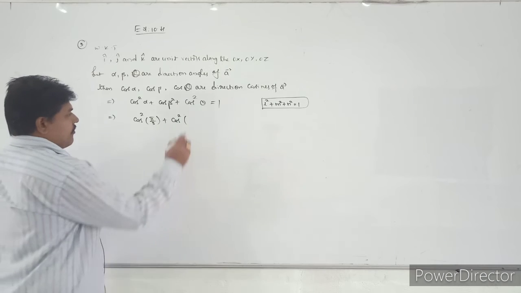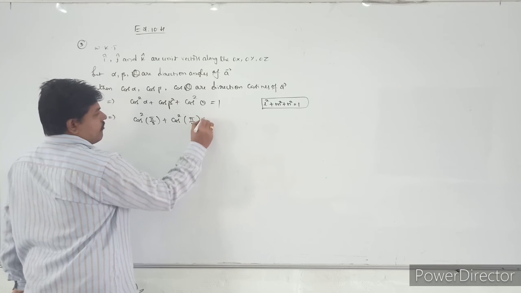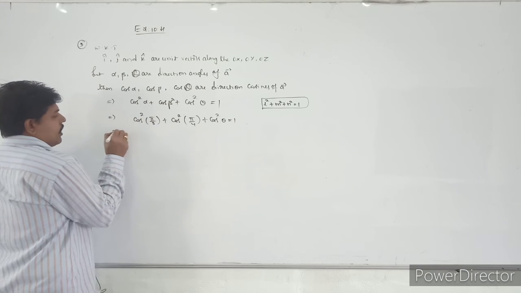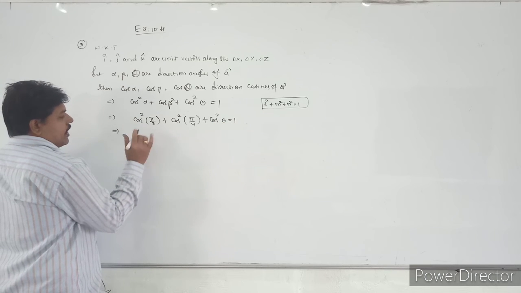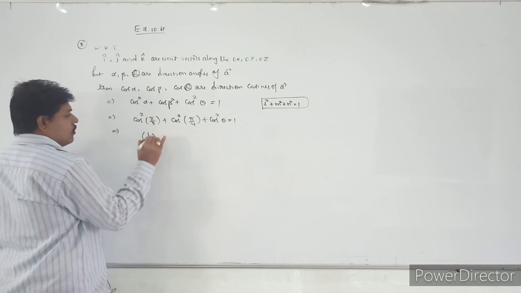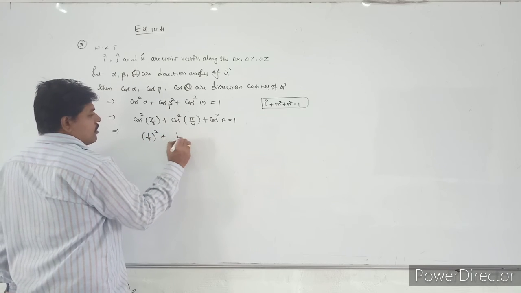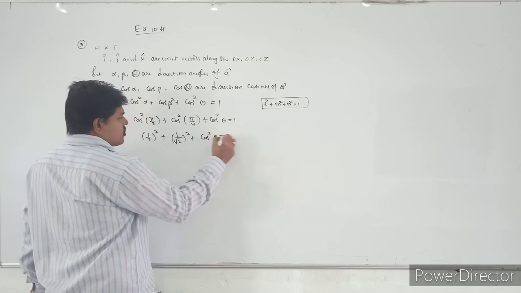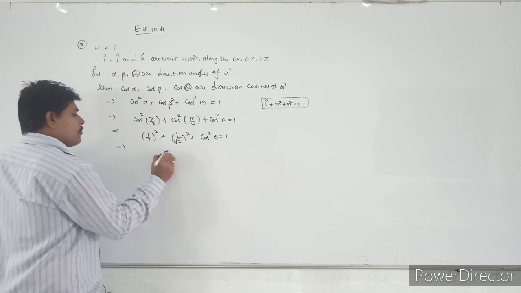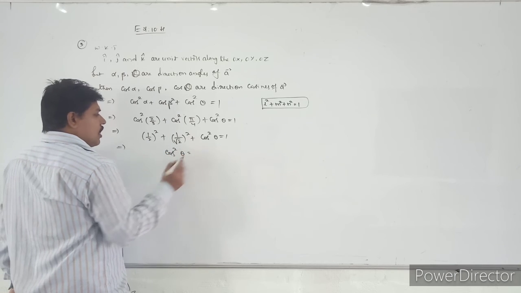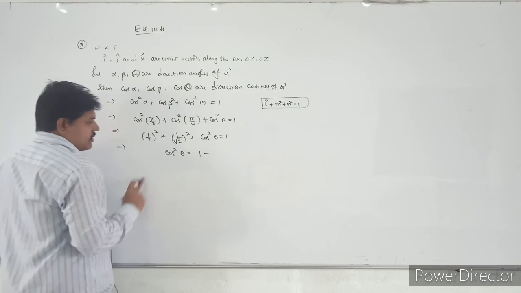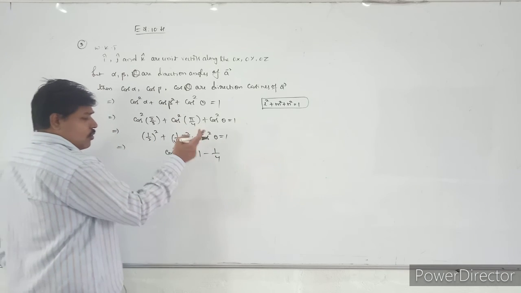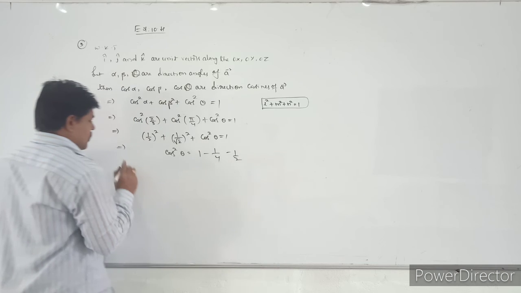Beta is nothing but pi by 4, so cos square pi by 4 plus cos square theta is equal to 1. So what happens? Cos square alpha, that is cos square 60, is 1 by 2 whole square, plus cos square pi by 4, which is 1 by root 2 whole square, plus cos square theta is equal to 1. That implies cos square theta is equal to 1 minus 1 by 2 whole square. Take that side, that is 1 by 4, and 1 by root 2 whole square, take that side, it is minus 1 by 2.